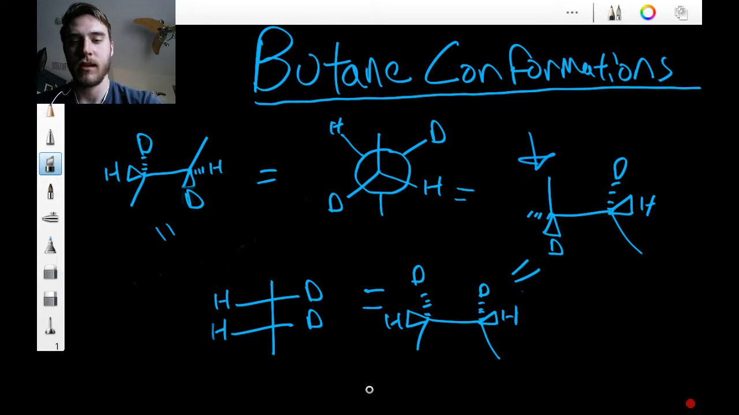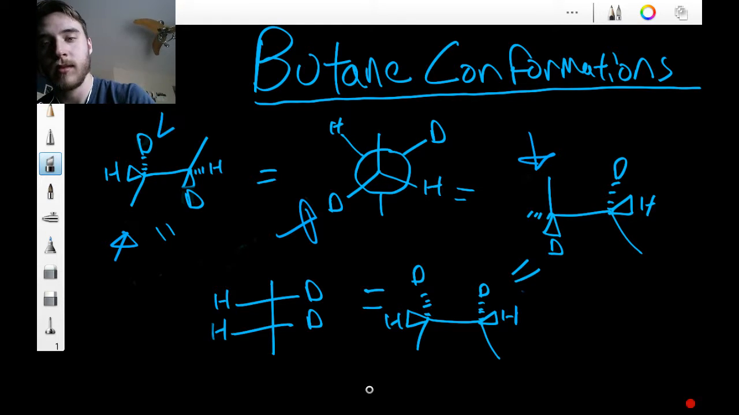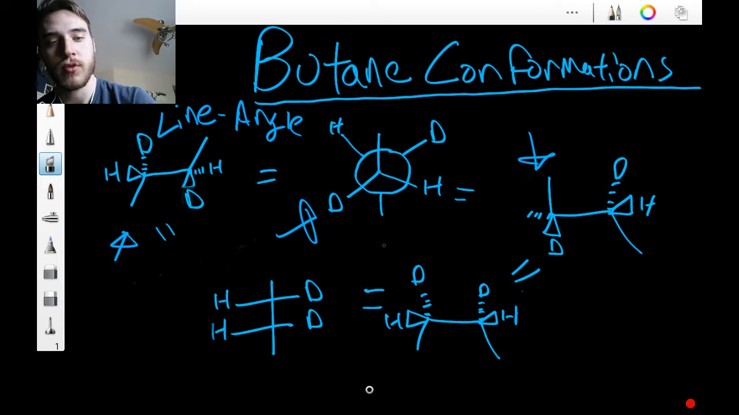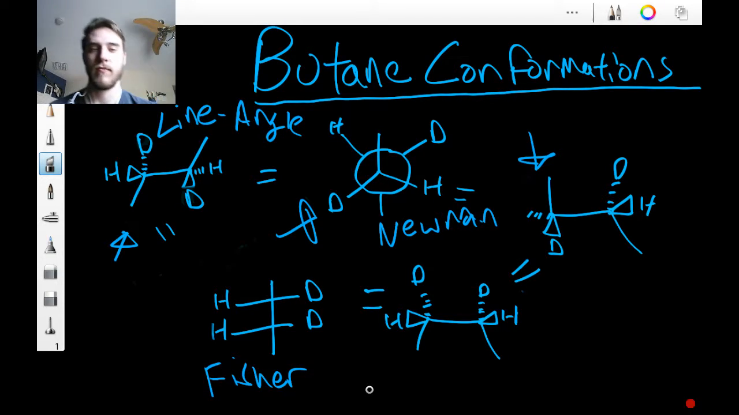As you can see, all these molecules that I've drawn out are the exact same molecule with the exact same stereochemistry. This one would just be a line angle. This would be a Newman projection. So I'll write that out. Line angle and Newman. And this would be what's called a Fischer projection. These are all the exact same molecules.